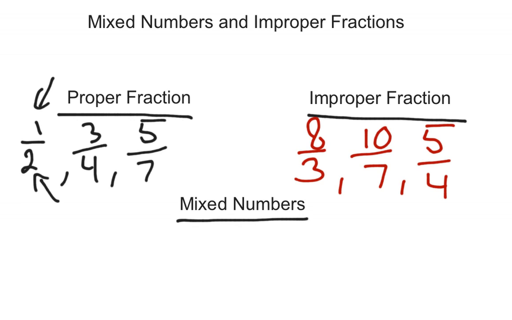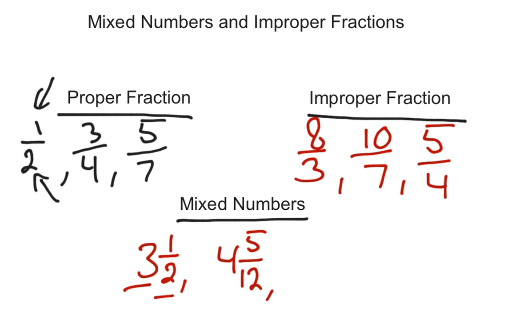Now, mixed numbers are when you have a whole number and a proper fraction together. Something like 3 1/2 is considered a mixed number because it's a mix between a whole number and a fraction. Something like 4 5/12 is a mixed number, and so is 7 2/3. Those are just some examples of the types of fractions we're going to be working with in this lesson.